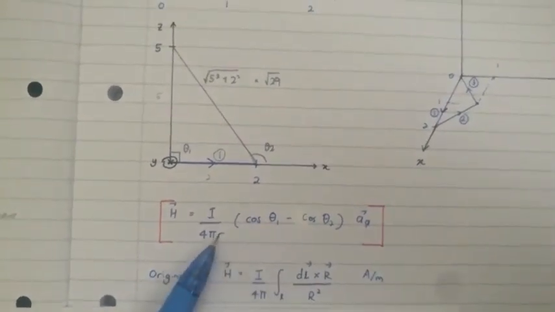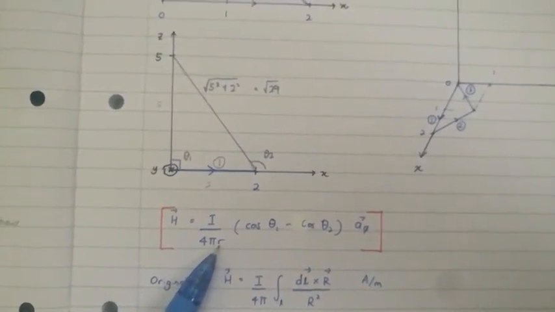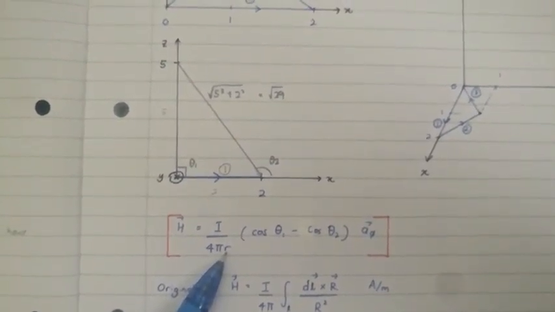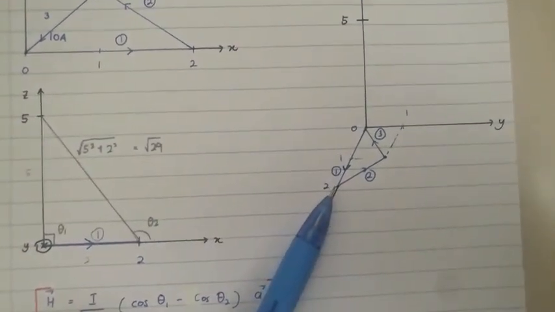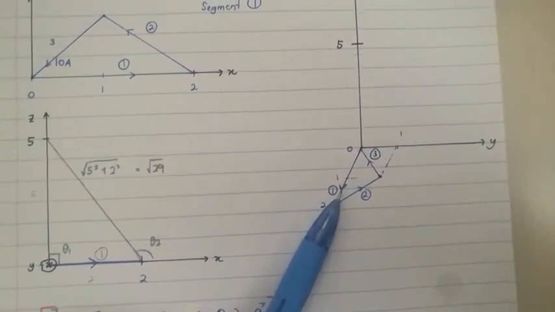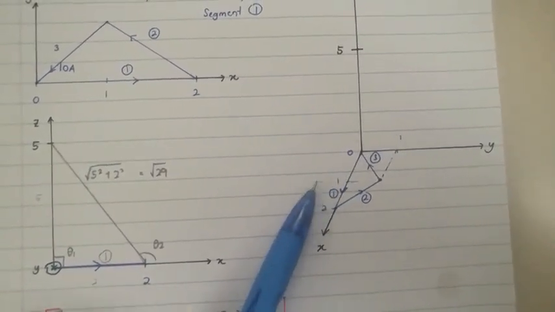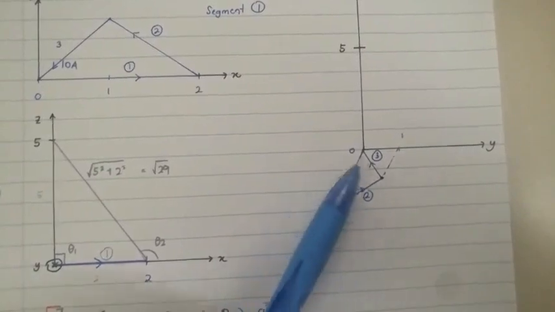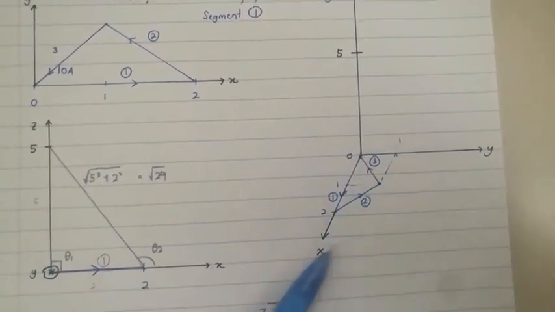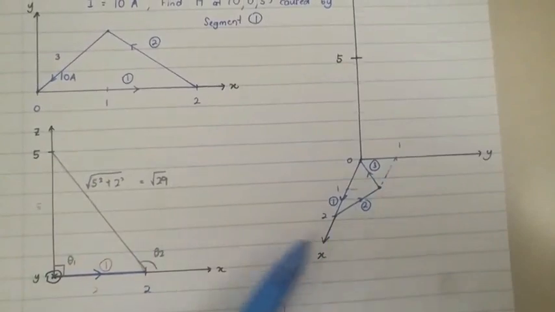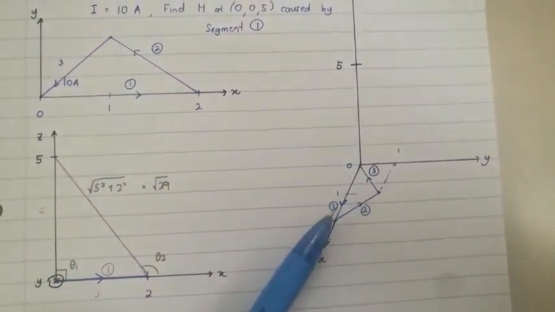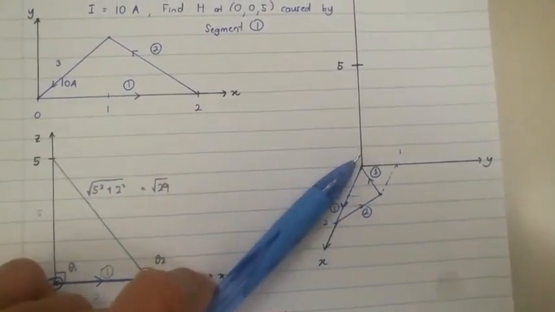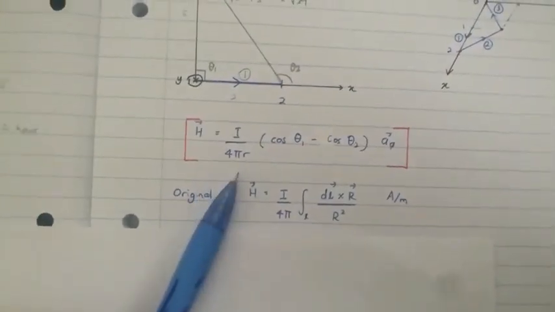Let's start with R. R is the radius from the segment we want to analyze to the point of analysis. If we refer to the line here, this is the segment, and when it carries current, it's going to produce a magnetic field around it. The magnetic field will be circular in nature, and it goes bigger and bigger until it reaches the point of analysis. So we can say that the radius is equal to the length here, which is 5. That is the value of R.